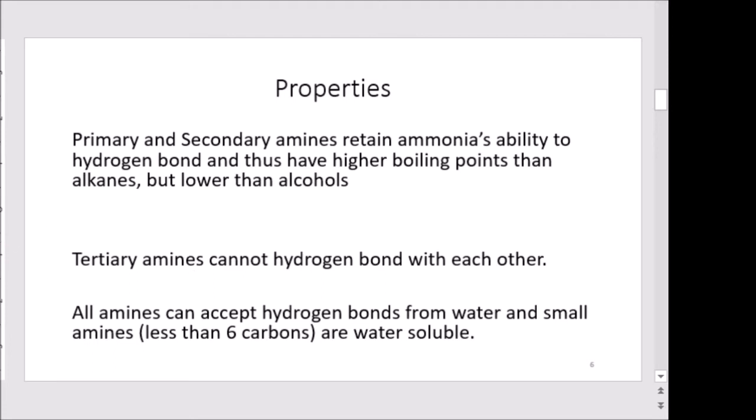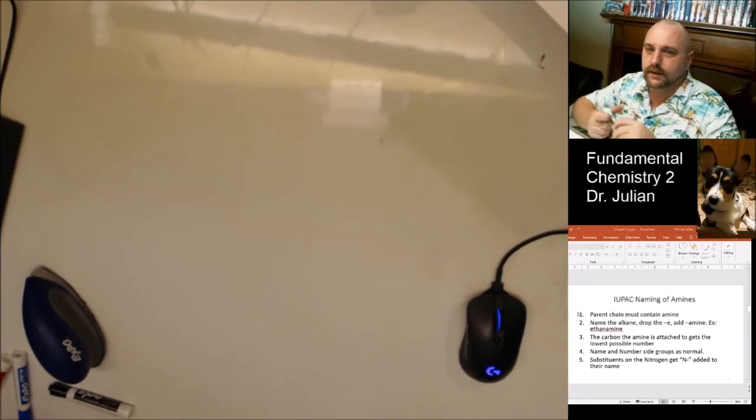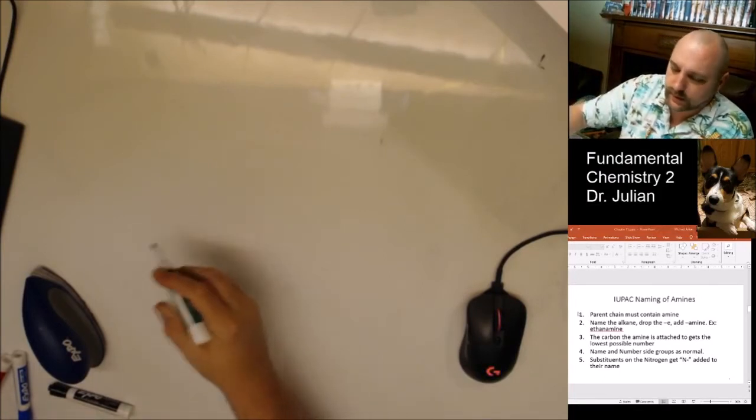So let's learn about naming these. IUPAC and common have different naming systems, so we're going to have to learn each of these. And IUPAC says you're going to take the parent name and it must contain the amine.